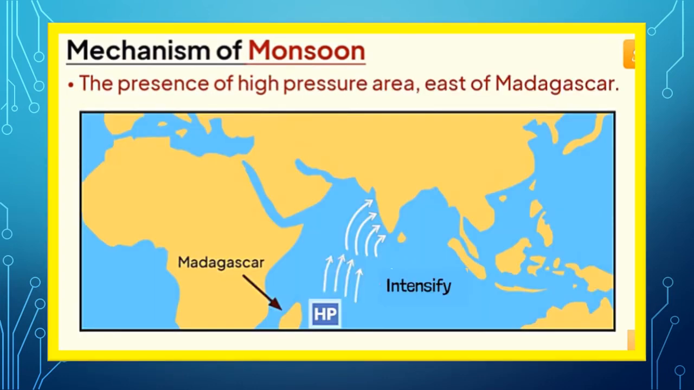Children, the next mechanism is the presence of a high pressure area east of Madagascar. Now children, you can see in Africa there's a small island called Madagascar, approximately 20 degrees south over the Indian Ocean. Here there is a development of high pressure, and since there is high pressure here and low pressure in India, it intensifies the winds coming into India. It helps in bringing the southwest monsoon winds towards India. So this is one of the reasons for bringing rain to India.